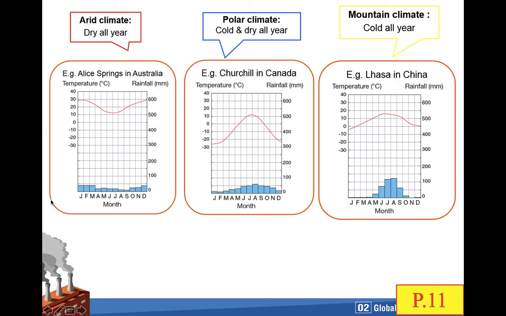You can see the rainfall is super low, lower than 50 mm. However, for polar climate, it's very cold as well. However, for the arid climate, it could be near 30 degrees Celsius. Okay, so for polar climate and mountain climate, I just mentioned, both of them are very cold. However, in the polar climate, it's even colder in the winter time. But in the mountain climate, you can see in summertime in Lhasa, some months they have over 100 mm rainfall. That means they are not as dry as the polar climate.